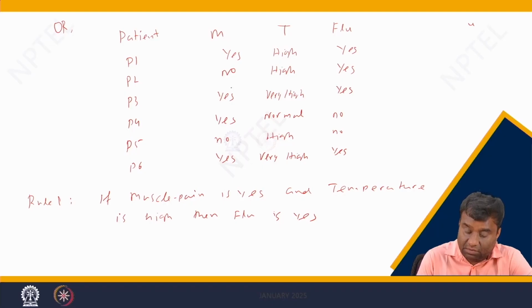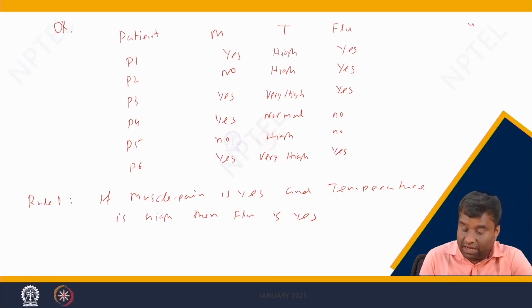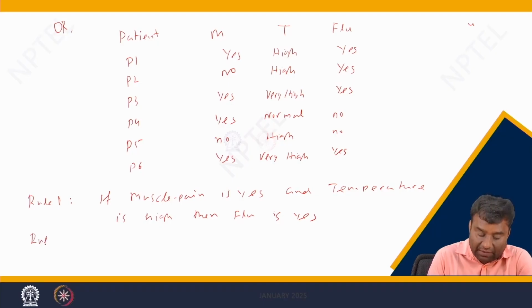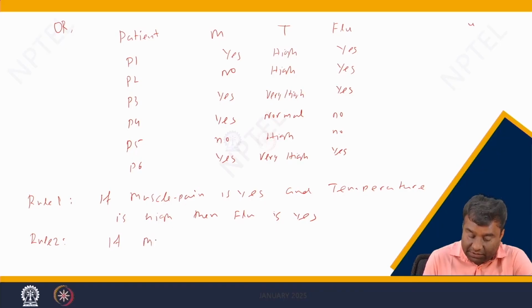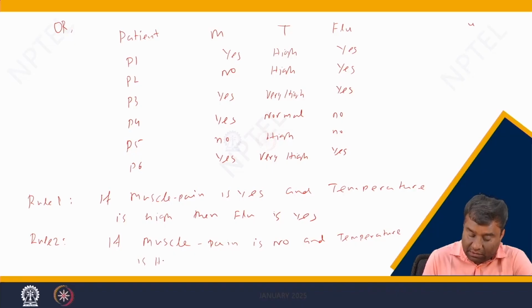One rule you can write is that if muscle pain is yes and temperature is high, then flu is yes. Rule 2 you can write like this: if muscle pain is no and temperature is high, then flu is yes. Similarly, you can write the other rules.